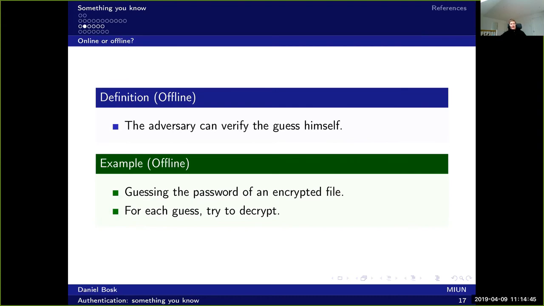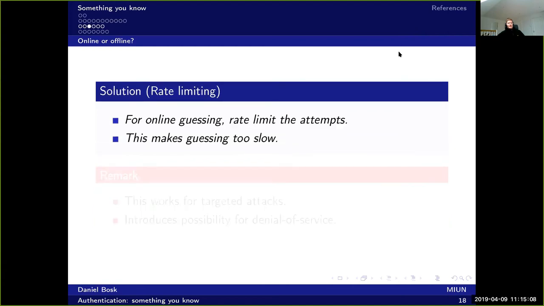So if the adversary has a copy of the encrypted file, he can simply guess a password and try to decrypt. And if it works, then he knows it was the correct password. If it doesn't work, then he will make another guess, and he can continue like this as much as he likes, and there is nothing anyone can do about it. So that's the offline case.